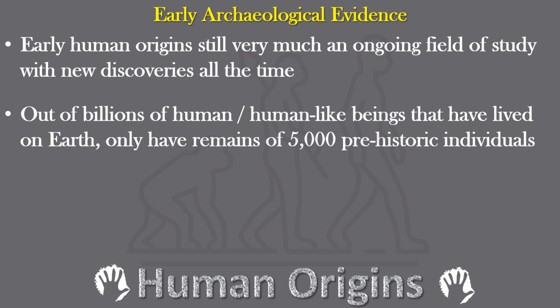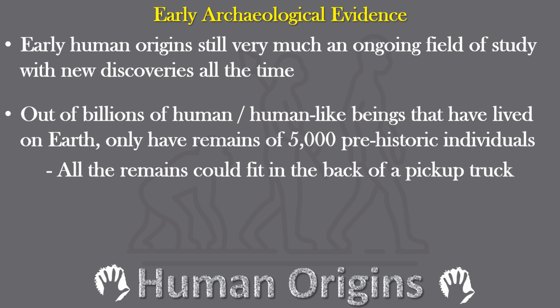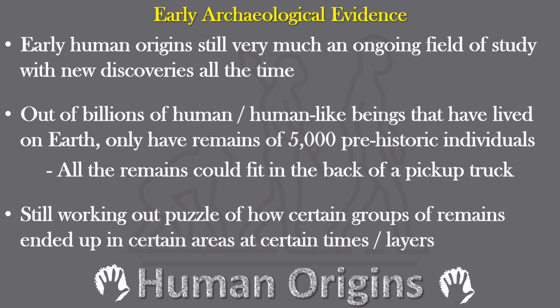So just remember that out of the billions of humans and human-like beings that have ever lived on the earth, we really only have confidently remains of about 5,000 prehistoric individuals. So all these remains could fit in the back of a pickup truck, because you've got this person's arm bone and another person's pinky and another person's pinky toe, and you're trying to piece all this together, particularly how certain groups of remains end up in certain areas at certain times and certain layers with very skimpy evidence. So we're going to say a lot of things, and it's all backed up by very good science, but just note that this is very much still ongoing.